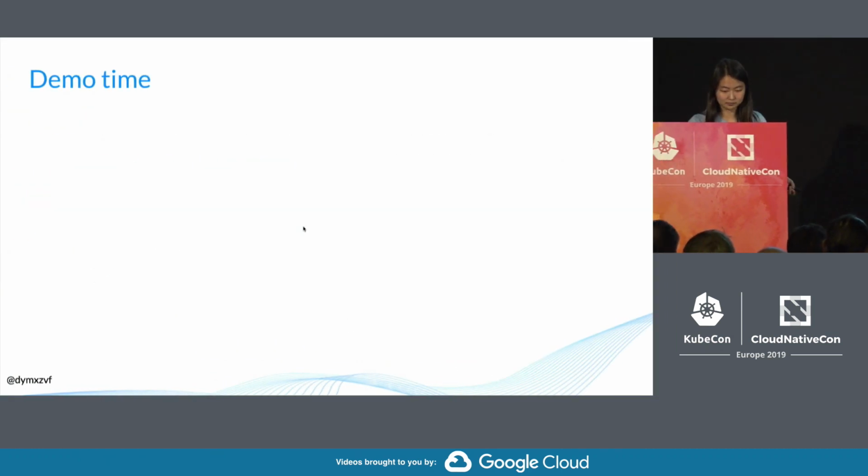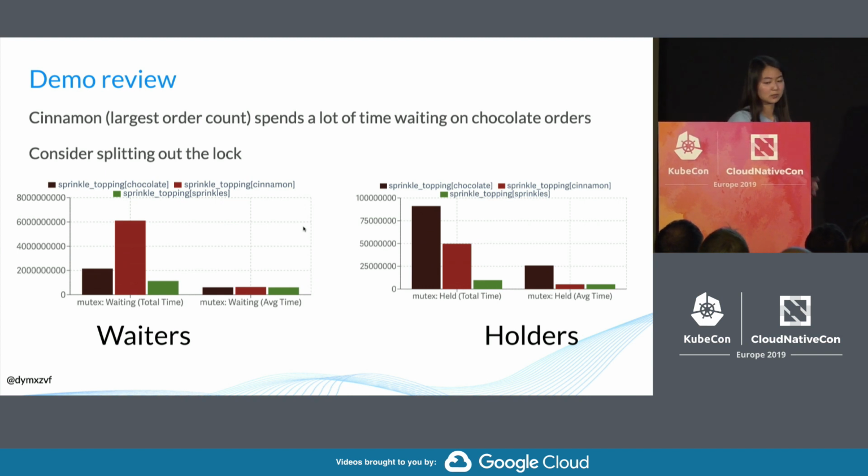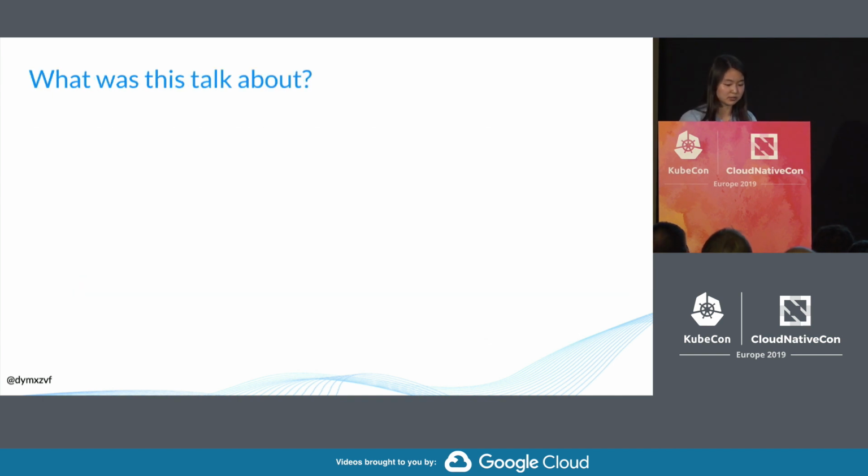So let's go back and review basically what's happening here. You basically have cinnamon, maybe this is your largest customer sending the most data to you, spending a lot of time waiting on chocolate orders. And these might be orthogonal, right? You can totally split out the lock, and this is a very simple conclusion you can draw by just looking at the analysis for about 30 seconds. And you can say, okay, let me split up the lock and have chocolate and cinnamon acquire separate locks so that cinnamon is not impacted by how long chocolate spends topping, even though they're basically different orders.